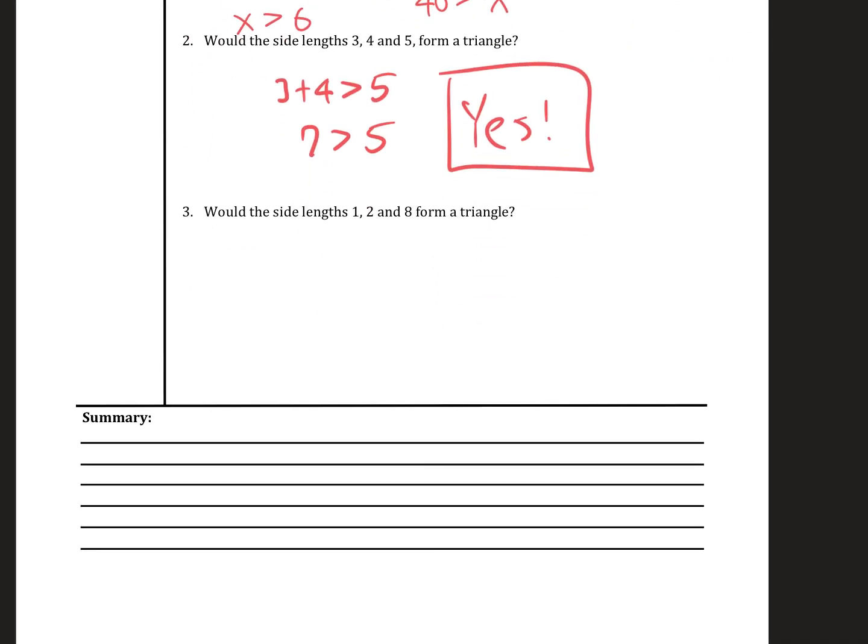How about example 3? We have 1, 2, and 8. Will that form a triangle? Where are the two smallest sides? 1 plus 2 needs to be bigger than 8. What's 1 plus 2? 3. Is 3 greater than 8? It is not. This is going to be no. It does not form a triangle. It would not be long enough.